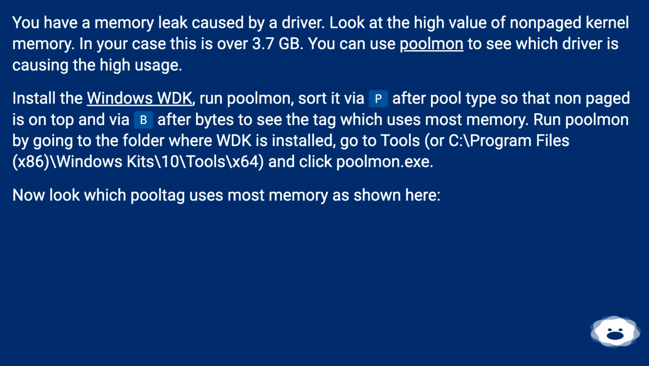Install the Windows WDK, run PoolMon, sort it via P after pool type so that non-paged is on top, and via B after bytes to see the tag which uses the most memory. Run PoolMon by going to the folder where WDK is installed, go to Tools, or C:\Program Files (x86)\Windows Kits\10\Tools\x64, and click poolmon.exe. Now look which pool tag uses the most memory as shown here.